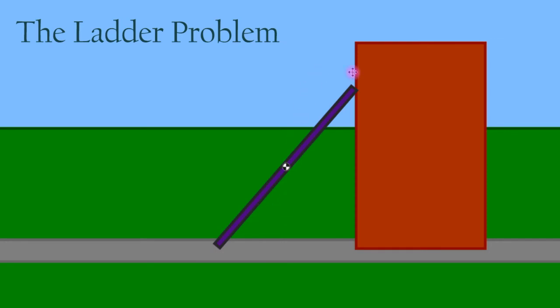Or there's maybe friction on both. And then you could also do something where someone or something is actually climbing the ladder. So the ladder problem itself has lots of different variations. We're just going to go through a very simple approach, in which the wall has no friction and the ground does.